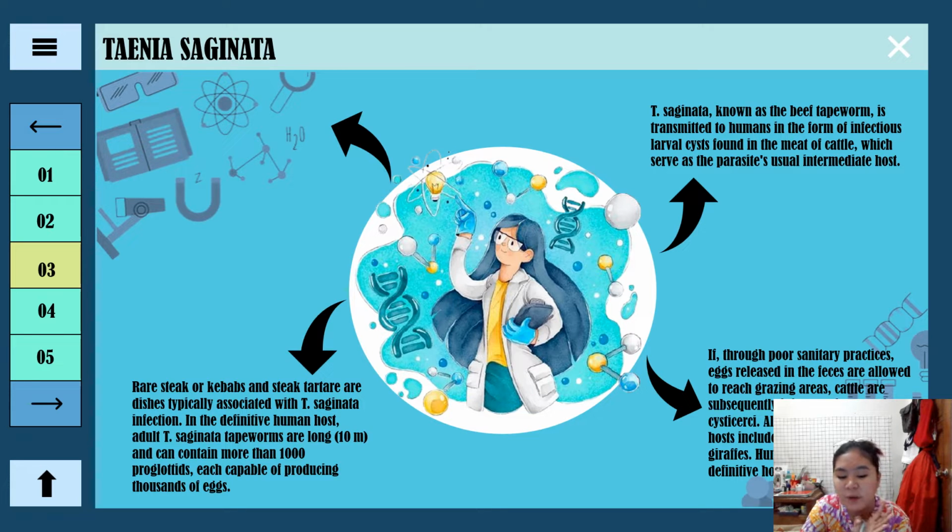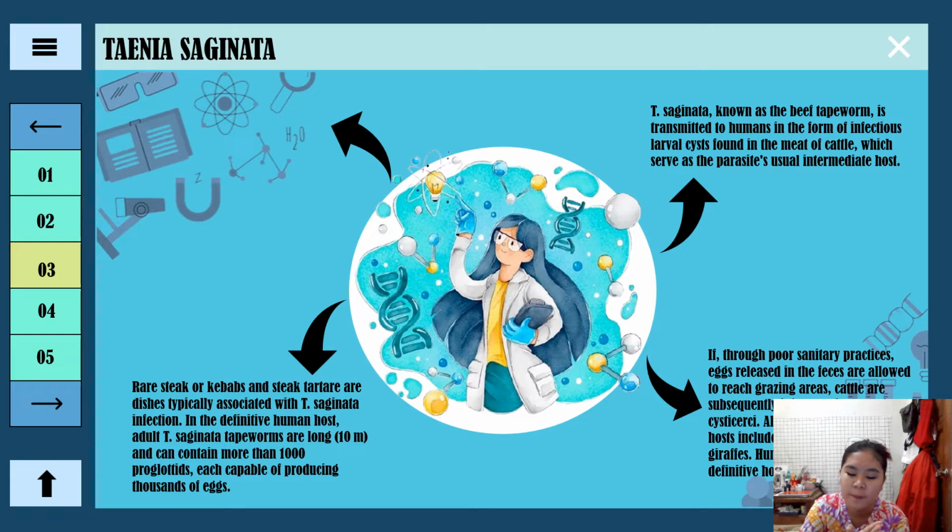Areas with the highest prevalence, of up to 27%, are located in Central Asia, Near East, and Central and East Africa. And then, low prevalence is found in Europe, Southeast Asia, Central America, and South America. Rare steak or kebabs and steak tartare are dishes typically associated with T. saginata infection.